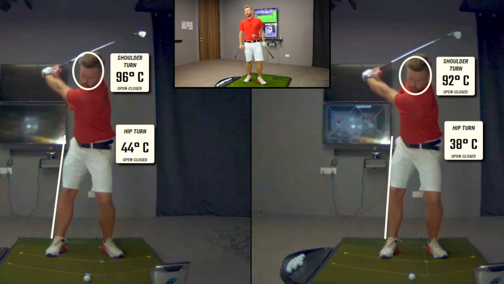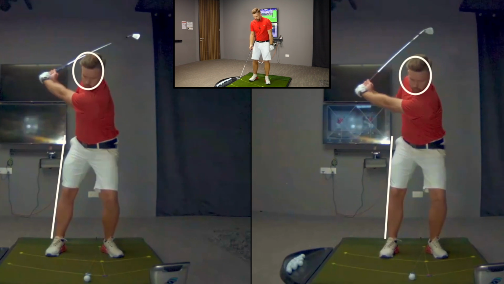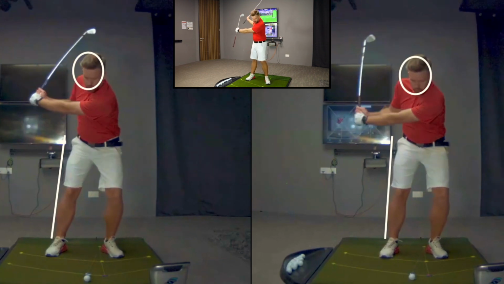So if you take a look at the motion numbers there, you can see that I have a little bit more rotation, around 4 degrees more with my shoulders, around 6 degrees more with my hips. So the big difference there would really be the amount I rotate and how much that left arm travels, but it's not a big difference between the 7-iron and the wedge. So we take a look at the downswing here. Similar backswing, just that longer swing with the 7-iron.